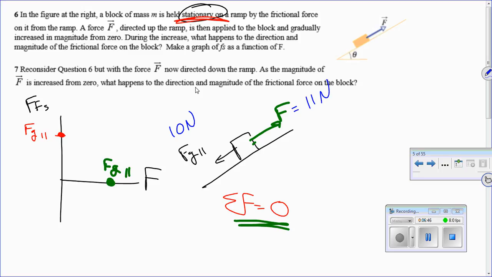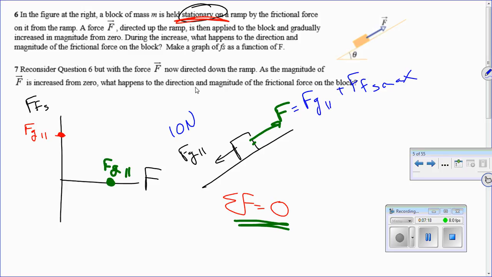So let's suppose that the maximum force of friction is 20. How much force do I need to get it moving up the ramp? 30, right? Okay. So it's not until this force is Fg parallel plus Ffs max, that's when it's going to start moving, right? Oh, sorry, I put perpendicular instead of parallel. Thank you, Nathan. Does that make sense?